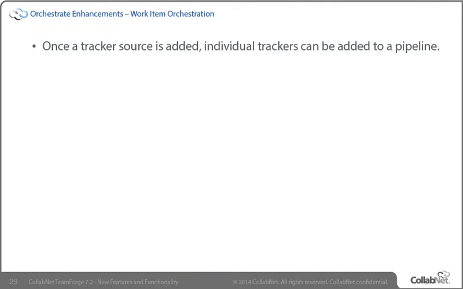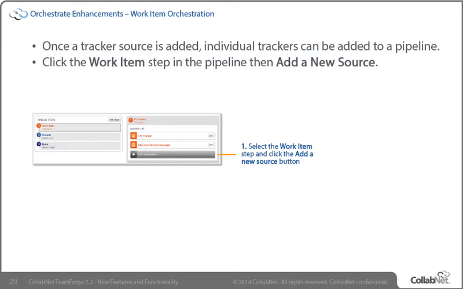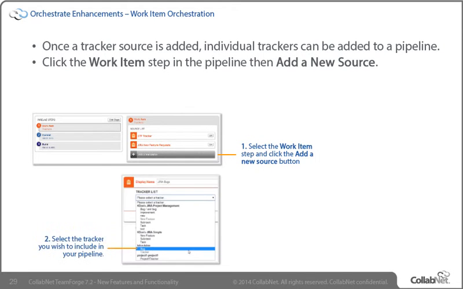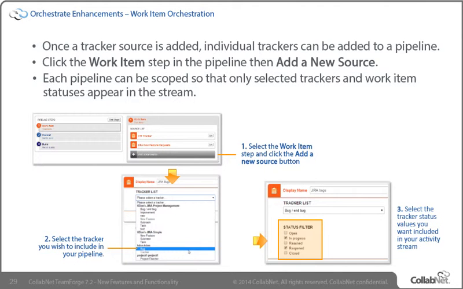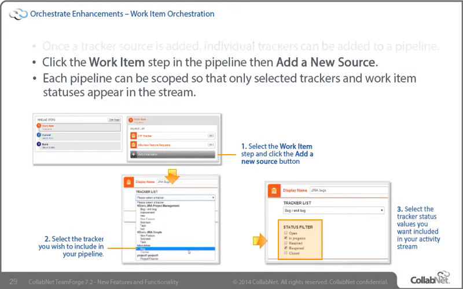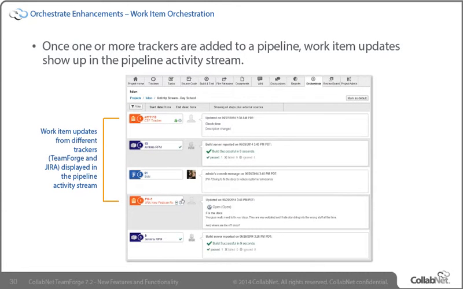Once a tracker source is added, individual trackers can be added to a pipeline. Click the Work Item step in the pipeline, then Add New Source. Each pipeline can be scoped so that only selected trackers and work item statuses appear in the stream. Once one or more trackers are added to a pipeline, work item updates show up in the pipeline activity stream.